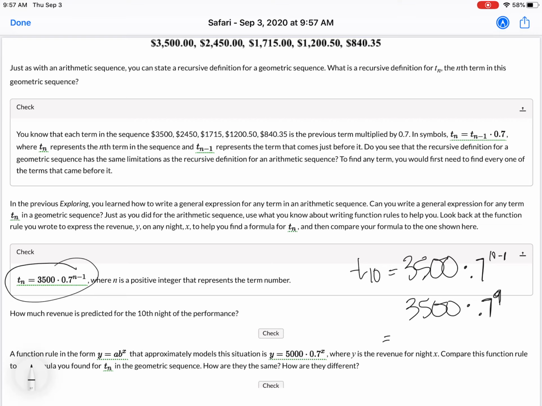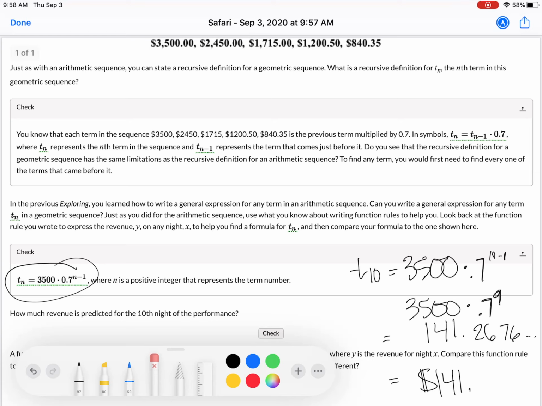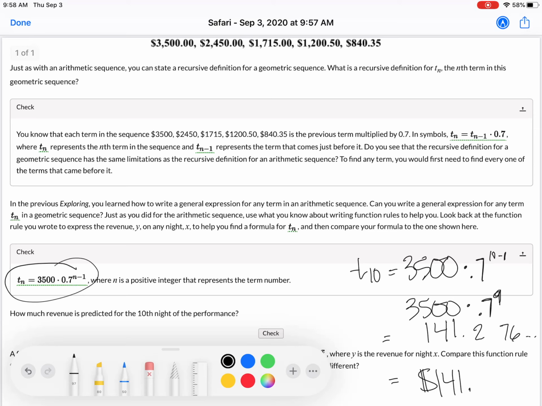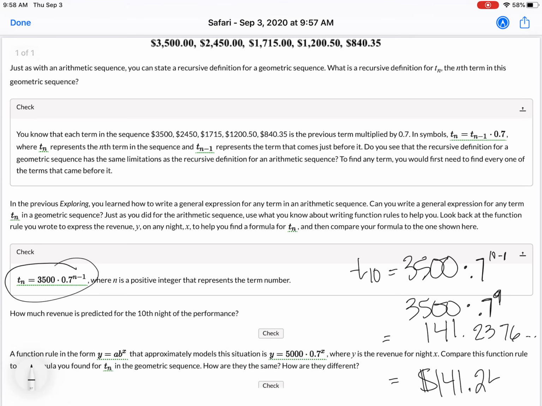Okay? This equals 141.2376 and so on. Okay? But we're dealing with money. So you have to remember, when you deal with money, we only deal with 2 decimal spots. Let me back up. This is actually 2376. So, our 10th night, that's how much money we would make, our revenue.